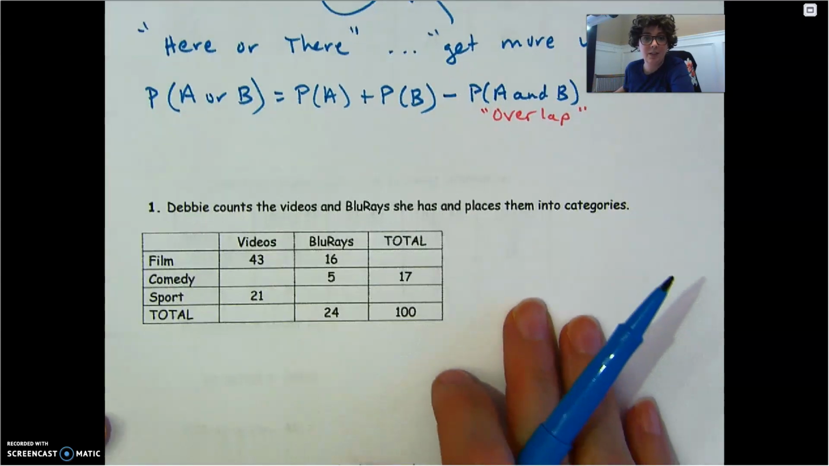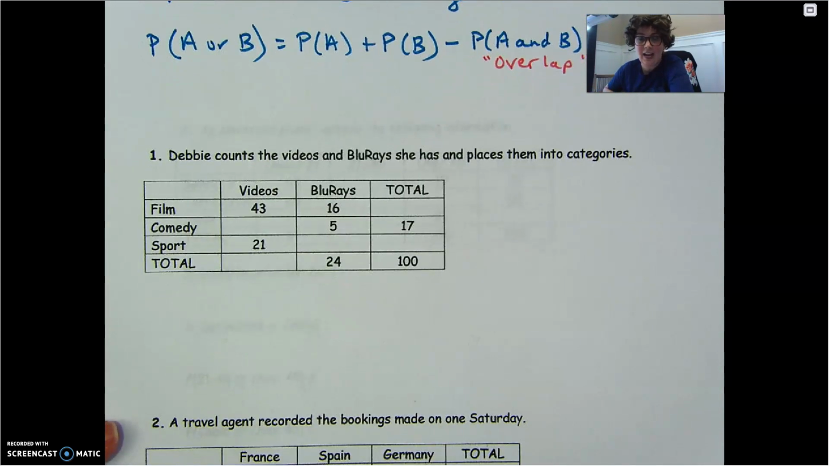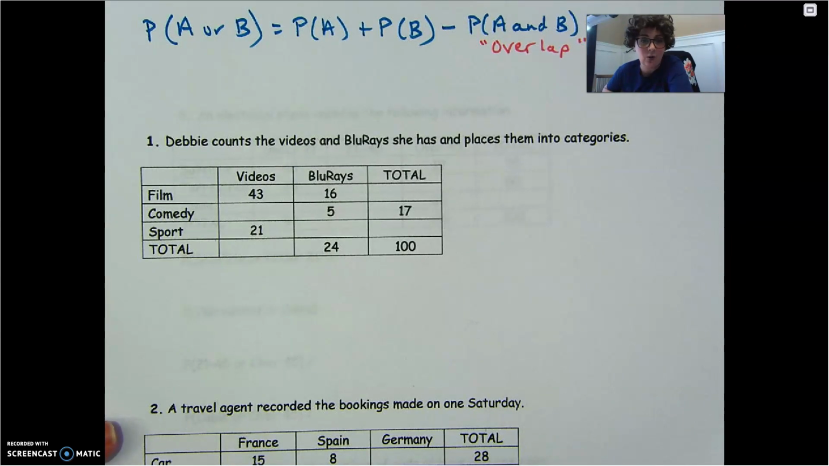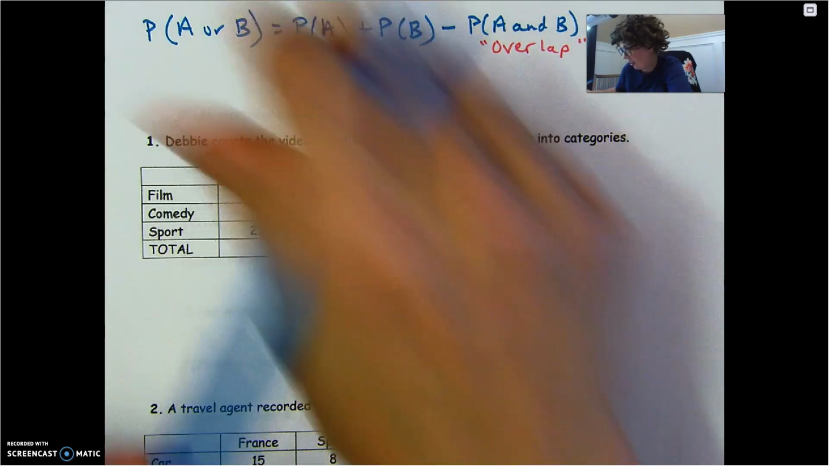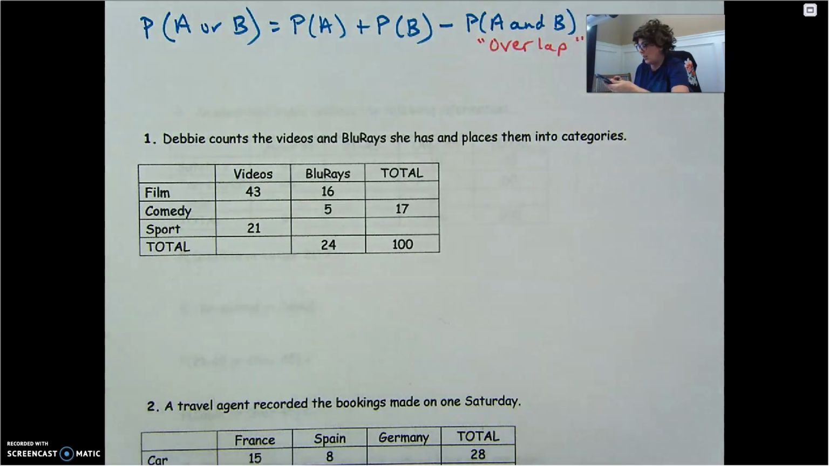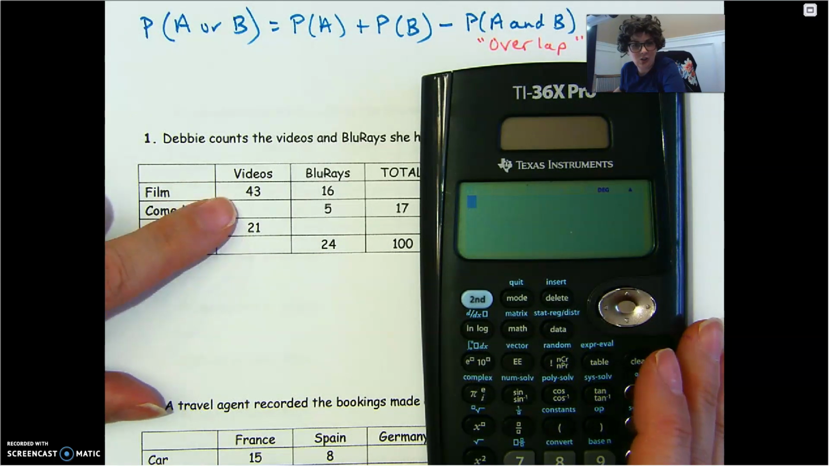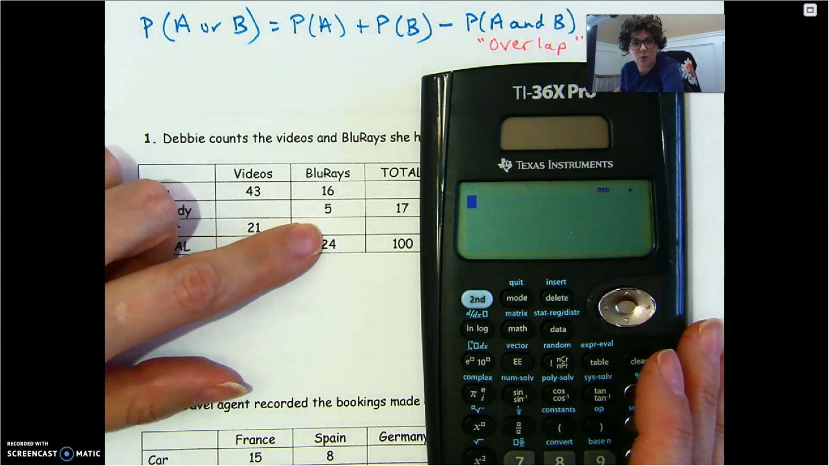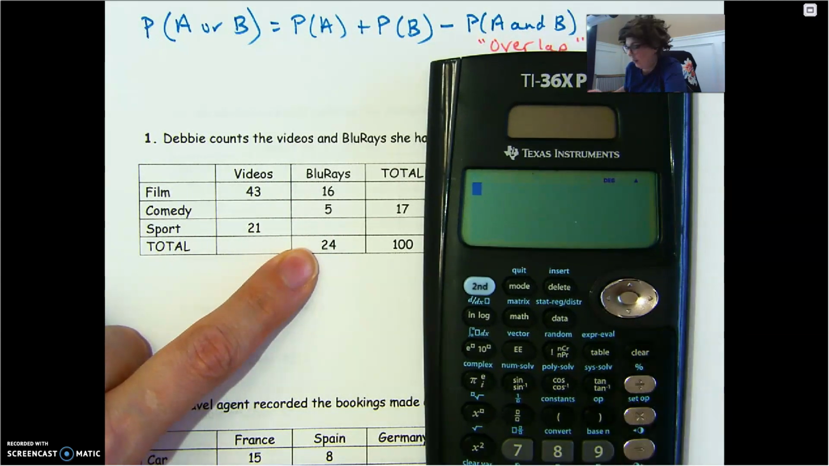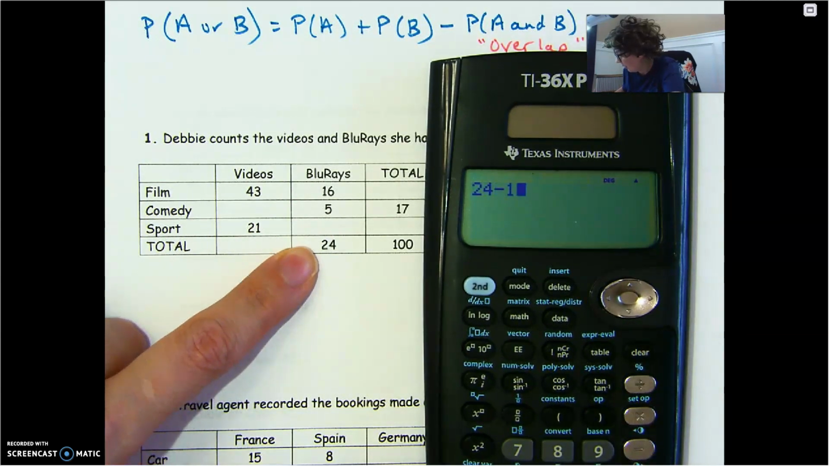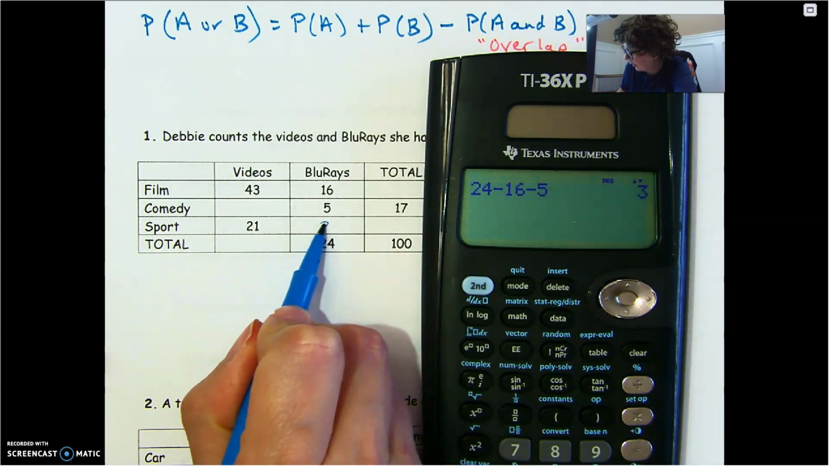So let me jump in here. Debbie counts videos and Blu-rays that she has and places them into categories, all right? So we need to finish this chart, right? As you can see, it's not quite done. If I start looking here, there's too many blanks, but this one only has one blank. So I'm gonna start here. The total for this column has to be 24. I'm going to get rid of 16 and get rid of 5, and that leaves me 3 for right here.